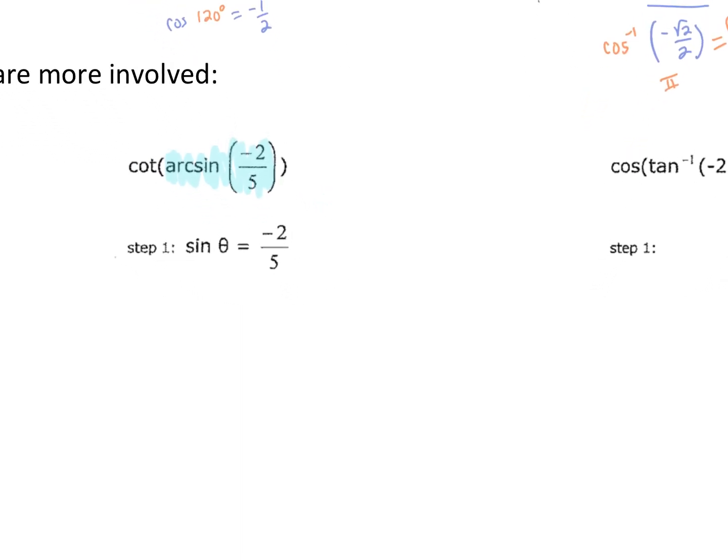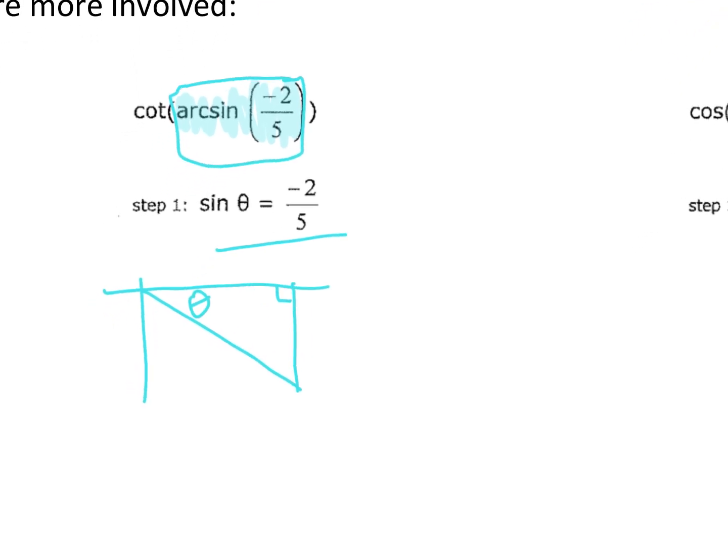So what we're going to do is draw a triangle. You guys know how to draw triangles. You know how to do this. So the first thing to realize is that this arc sine of negative 2 over 5 implies that the sine of some angle measure is negative 2 over 5, right? So we can use that information to help us draw our triangle. We know sine is opposite over hypotenuse.